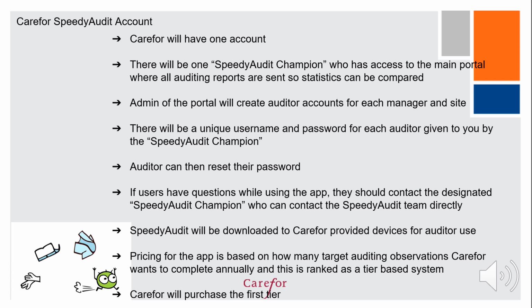SpeedyAudit will be downloaded from the Play Store for auditor use. In regard to pricing, SpeedyAudit charges using a tier system that is based on the target number of opportunities the company has for auditing. It is an annual fee that can be increased should the number of observations being completed require the purchase of a new tier.